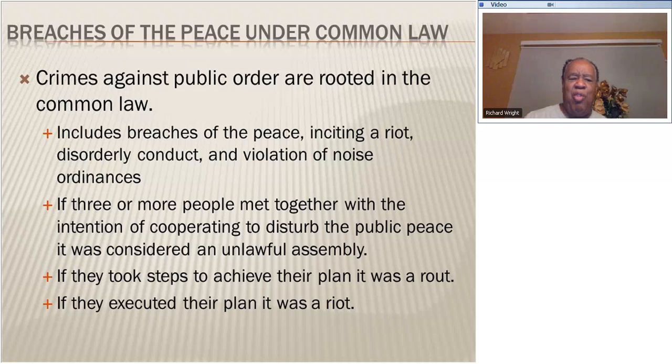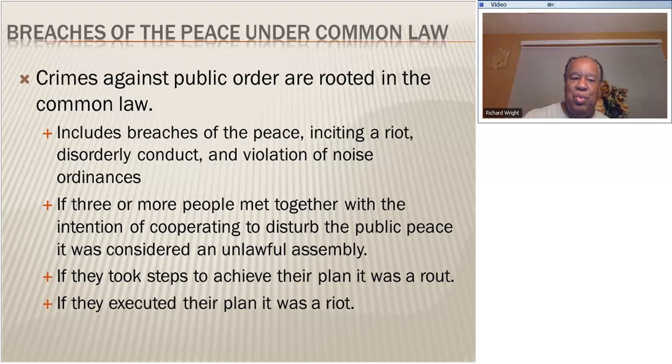Crimes against public order are rooted in common law, including breaches of the peace, inciting a riot, disorderly conduct, and noise ordinances. If 3 or more people met together with the intention of cooperating to disturb the public peace, it was considered an unlawful assembly. That's common law. If they took steps to achieve their plan, it was a rout. And if they executed their plan, it became a riot. So this is under common law.